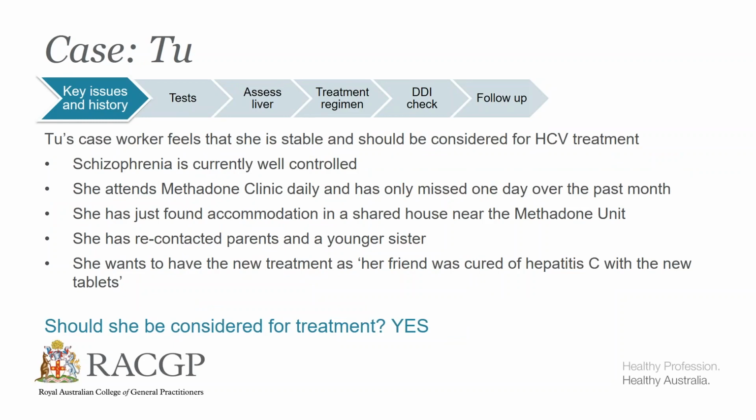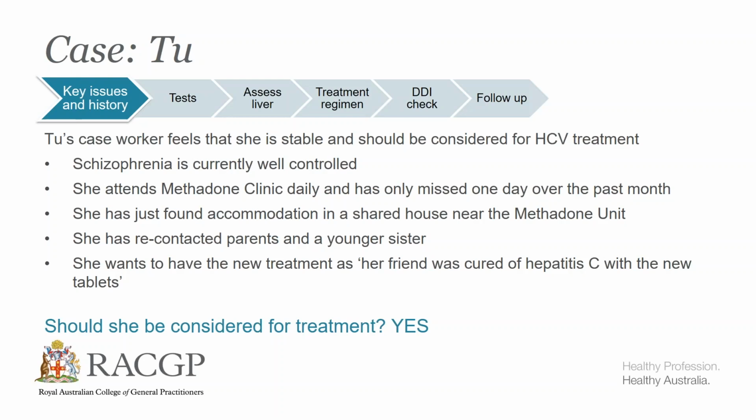Now, she has a caseworker. That's useful. That might be a drug and alcohol or a mental health caseworker. She feels that she's stable and has brought you in because she thinks she should be considered for hepatitis C treatment. The schizophrenia is currently well controlled. She is attending the methadone clinic daily and has only missed 1 day over the past month. She has just found accommodation in a shared house near the methadone unit, and she has made recontact with her parents and a younger sister, and she wants to have the new treatment as her friend was cured of hepatitis C with the new tablet. So, Jo, should she be considered for treatment?